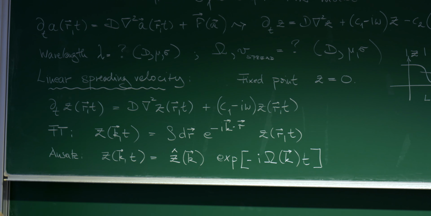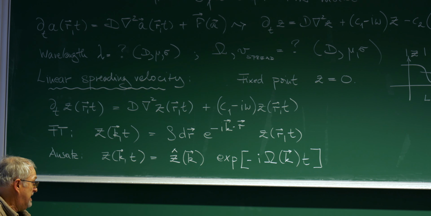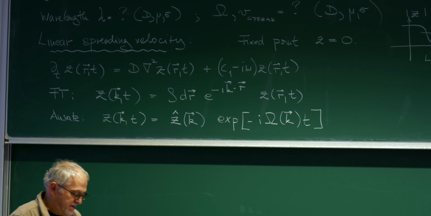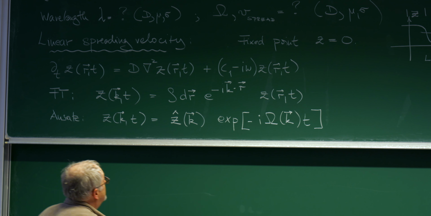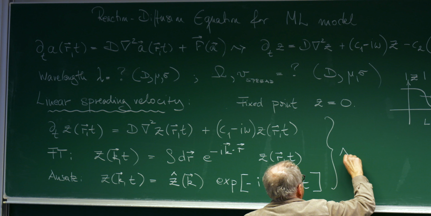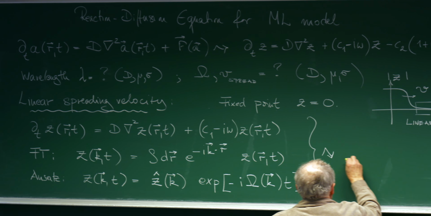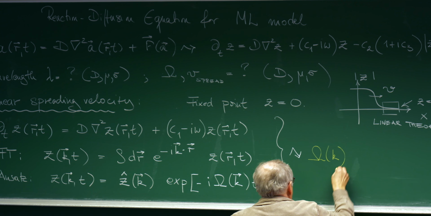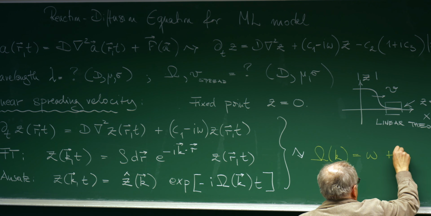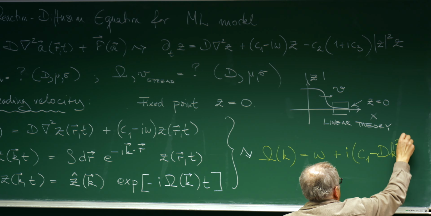So in the same way as we do all these linear stability analyses, we make an ansatz where we take a solution with a dispersion relation. Well, you can insert then this into this equation, right, and combine it, and from that you do get the dispersion relation for the problem. This then gives you omega of k is the base frequency plus i (C1 minus D k squared).